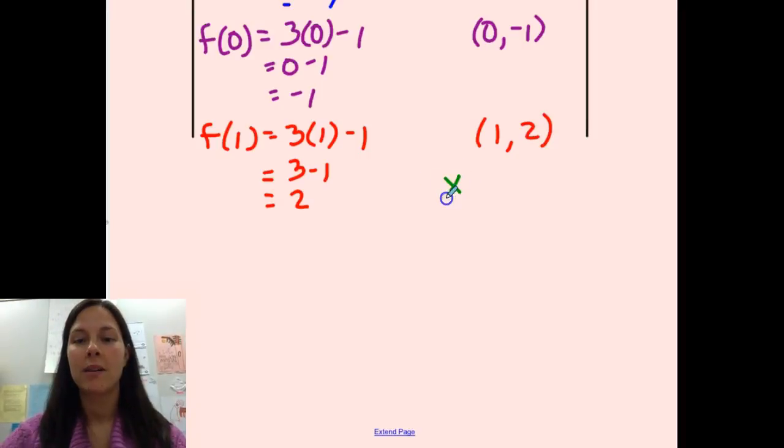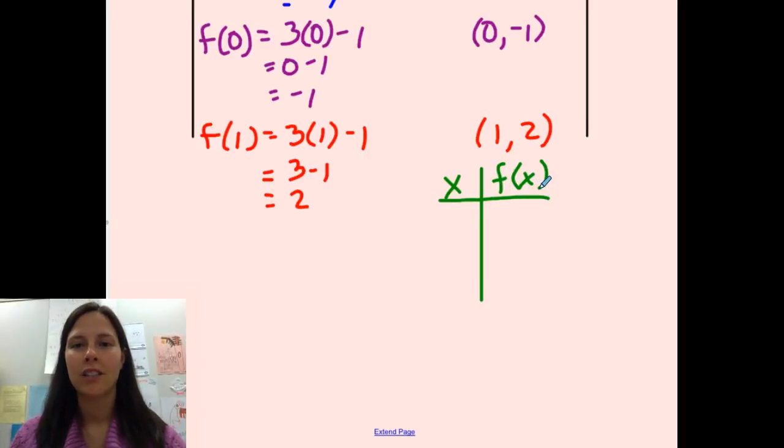To express it as a table, you simply make an x, f of x t-chart instead of an x, y t-chart, and you list those ordered pairs under the correct column. Our first ordered pair was -2, -7. Our second ordered pair is 0, -1. And our third ordered pair is 1, 2. So that's how we express it as a table.